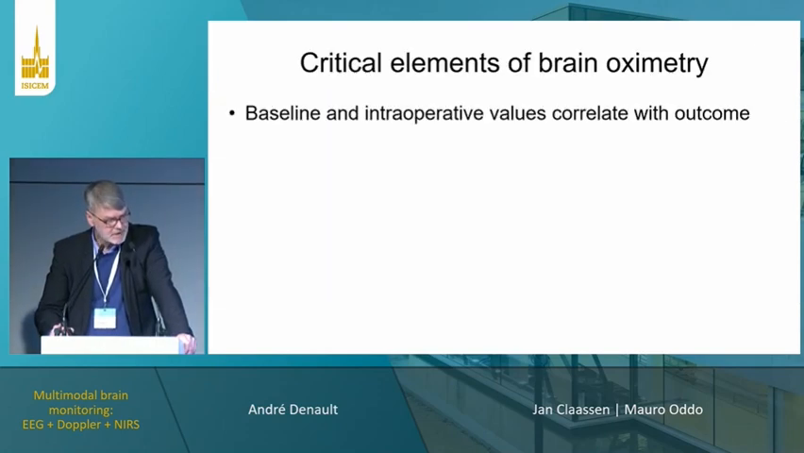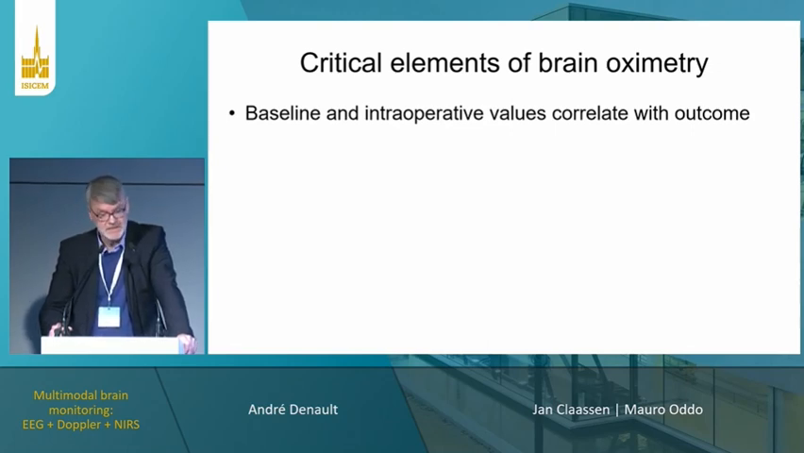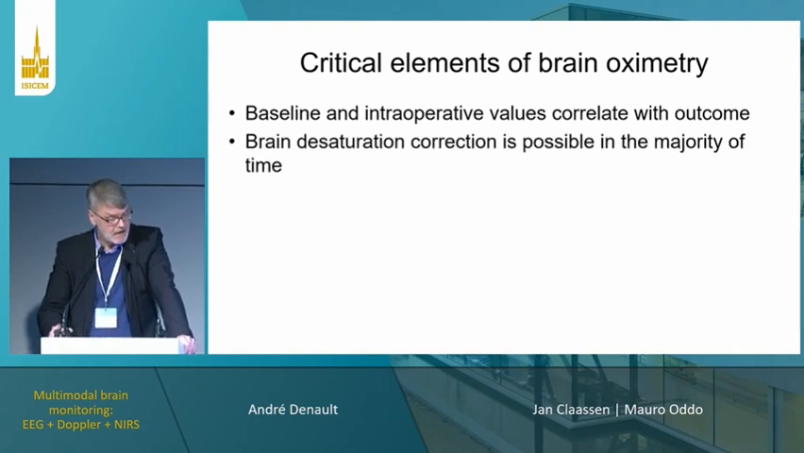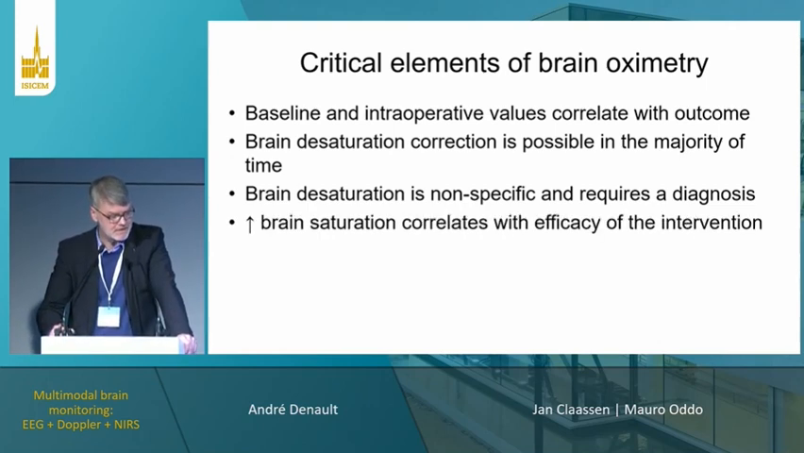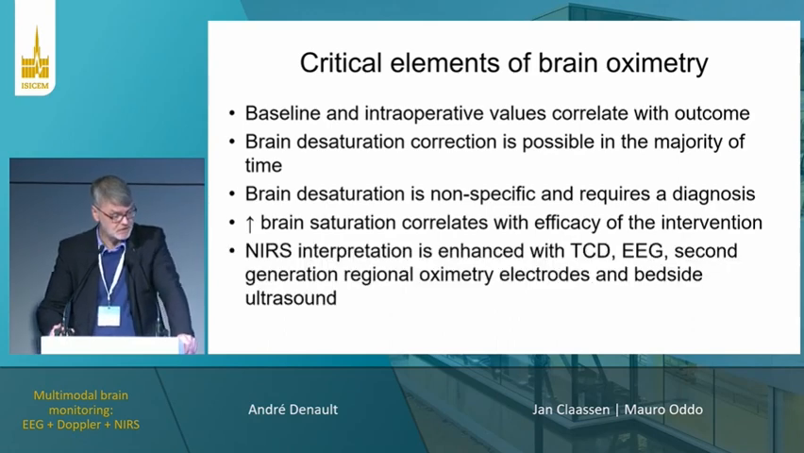So when you use brain oximetry, what we know already is that the baseline value and also the intraoperative desaturation will correlate with outcome. We know that brain desaturation is possible, and it's possible to correct it the majority of the time. We also know that brain desaturation is non-specific, and you need to figure out why your patient is having brain desaturation. The increase in the brain saturation correlates with the efficacy of your intervention. And finally, when you use brain oximetry, having transcranial Doppler and also the second-generation NIRS really helps to interpret this information very rapidly at the bedside.